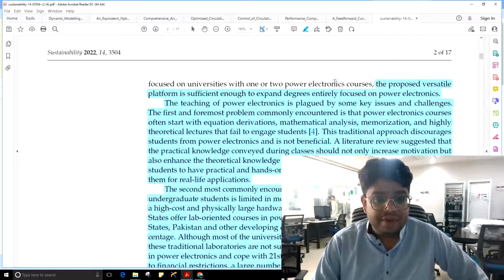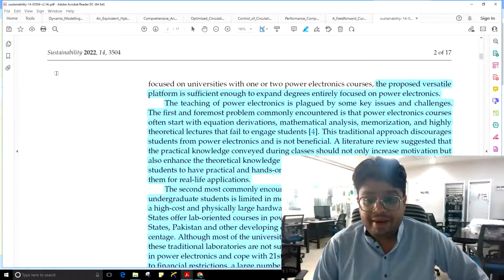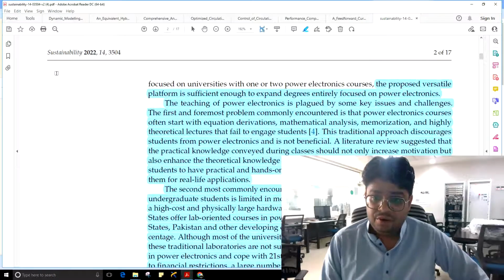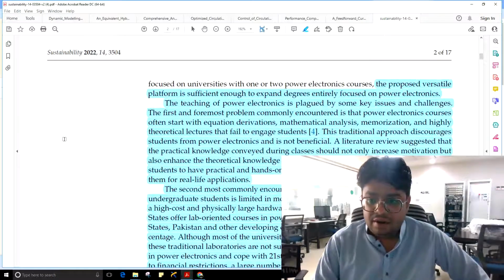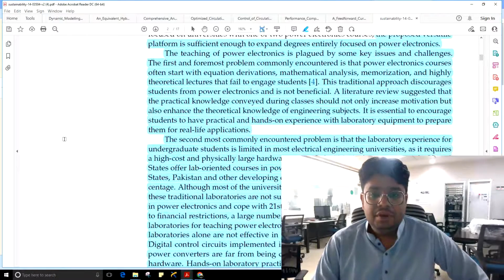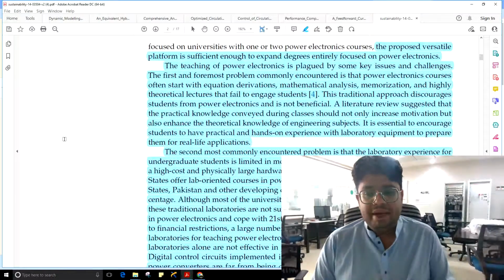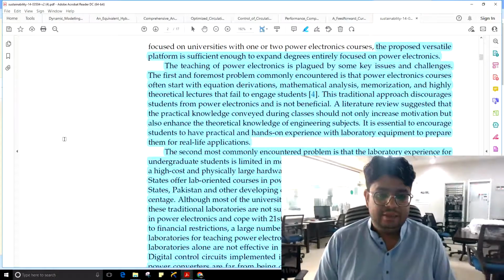The proposed versatile platform is sufficient to expand degrees entirely focused on power electronics. There are some universities which provide a complete degree in the field of power electronics. So for those universities which are entirely focused on power electronics, this laboratory is even good enough to be used. Now, basically, power electronics teaching is plagued by some key issues and challenges.